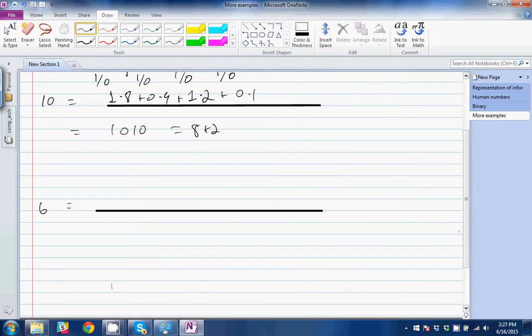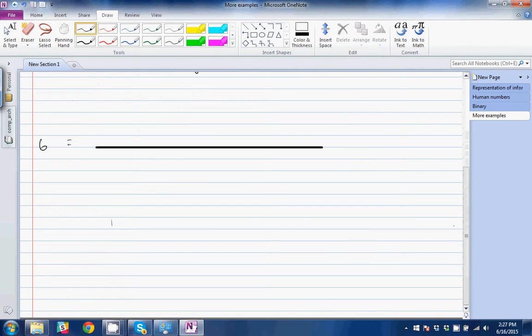Okay, let's do another example for the number 6. I'm not going to give you any guidance this time. I just want you to give me the binary representation. Pause the video now, and I'll come back to you. Now that we're back, 6 is represented as 0, 1, 1, 0. What that means is it's 0 times 8 plus 1 times 4 plus 1 times 2 plus 0 times 1, which is 6.